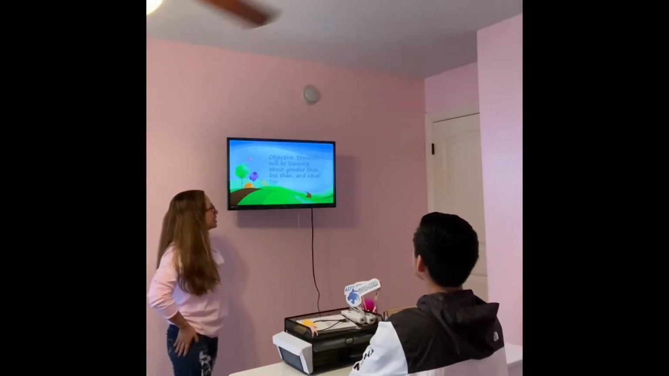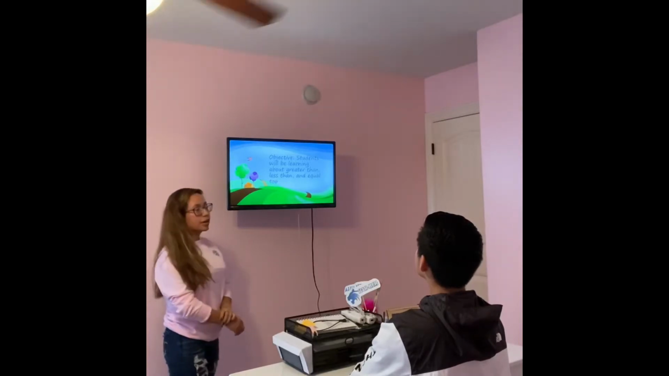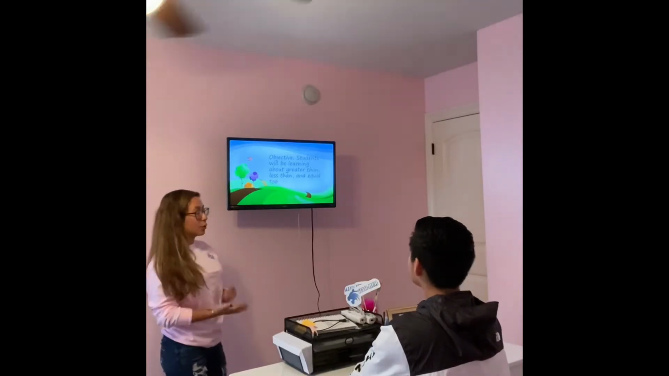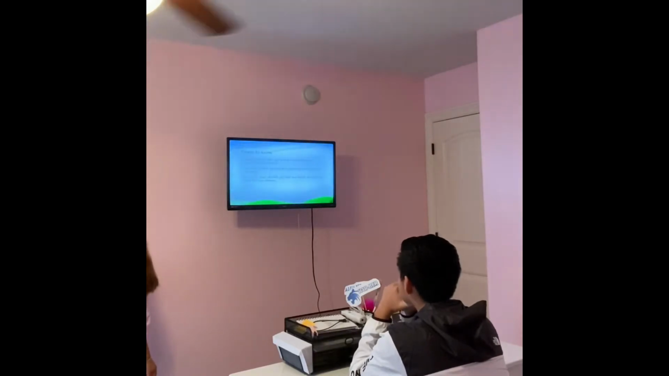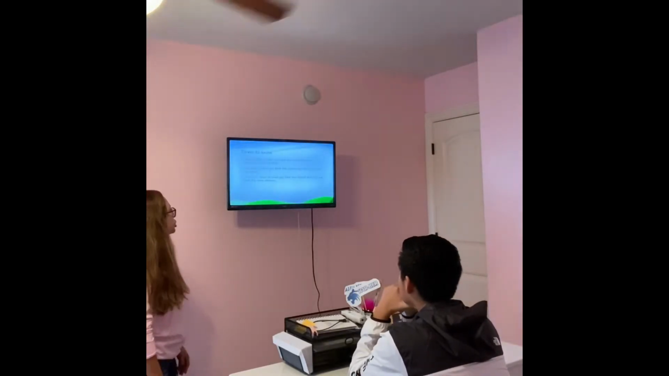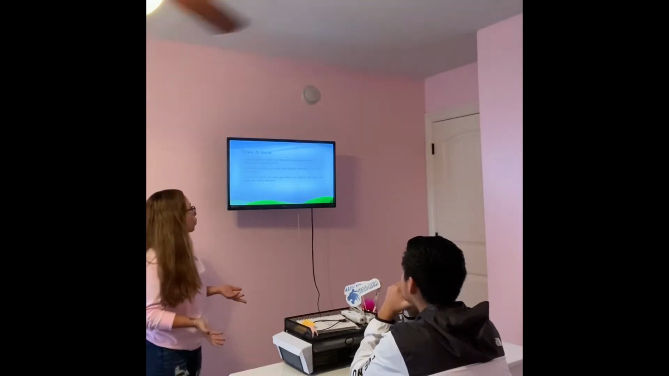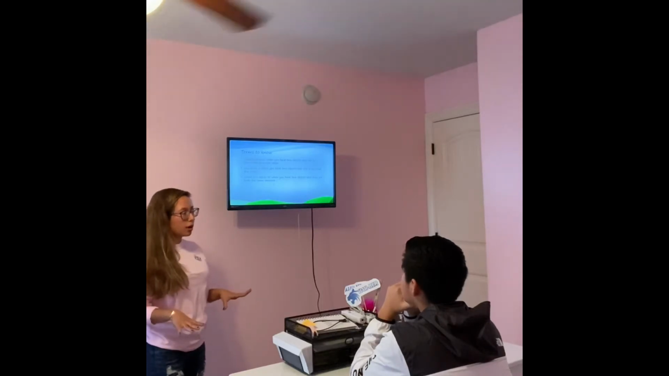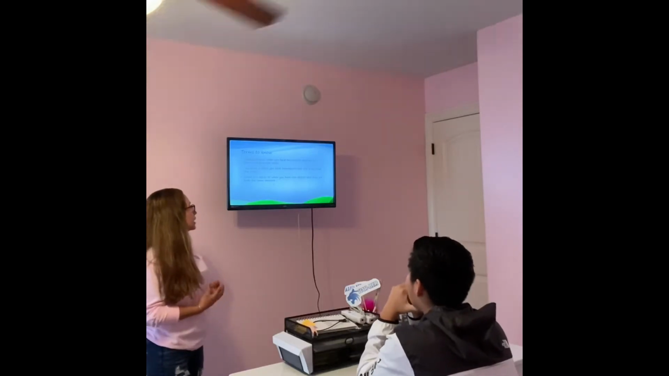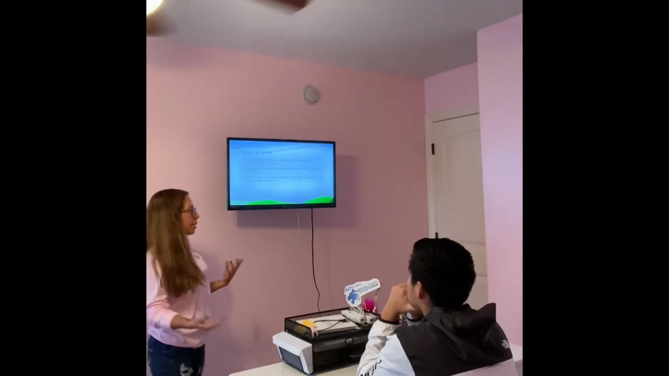So for today's math lesson, we will be learning about greater than, less than, and equal to. These are terms that we should know. Greater than is when you have two objects and one is greater than the other. Less than is when you have two objects and one is less than the other. And when they're equal, two objects are exactly the same amount.